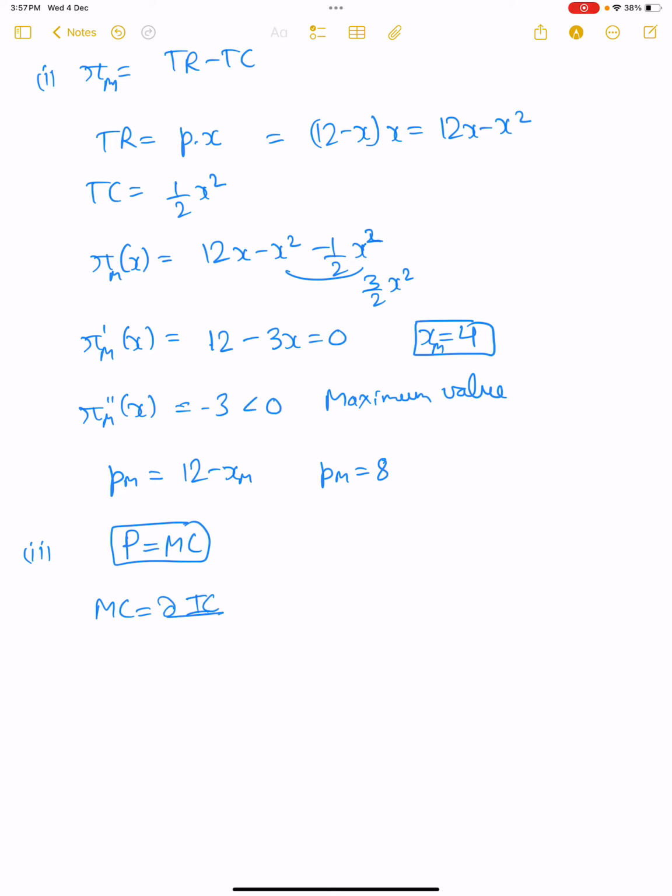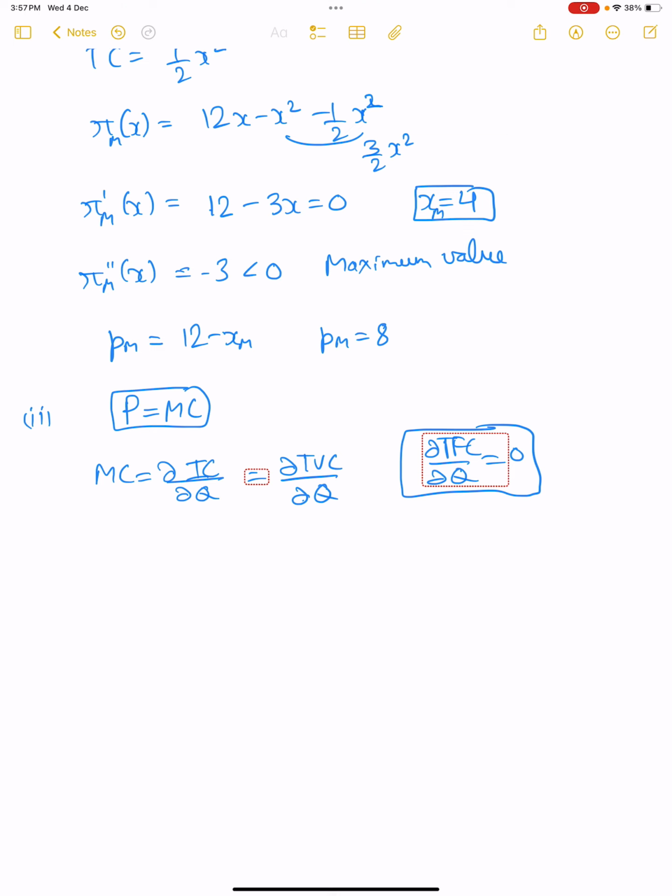Here marginal cost is the differentiation of total cost, or differentiation of total variable cost, which gives the same thing, because del total fixed cost by del Q is 0, because fixed cost doesn't change with change in output, right? Now the condition P equals MC. Marginal cost in this case would be the derivative of half x square with respect to x.